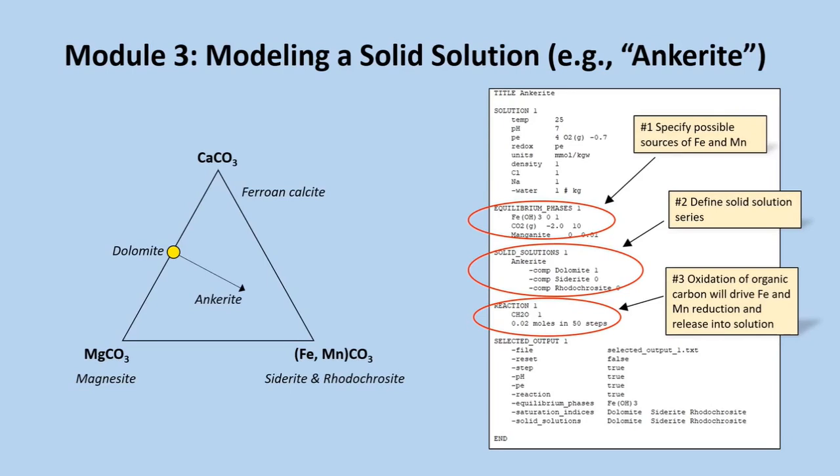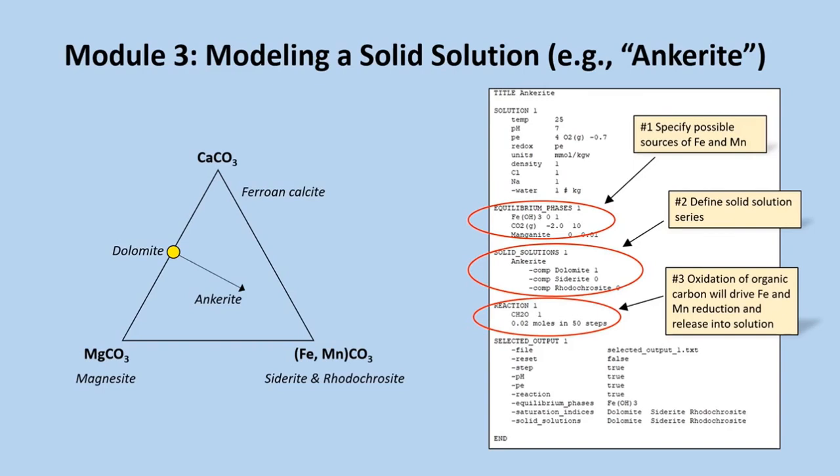It's also worth noting that the precipitation kinetics of dolomite can be slow, so while this model shows how an ankerite composition may occur, the rate at which such a reaction could take place in a groundwater system responding to a perturbation from equilibrium is unclear.